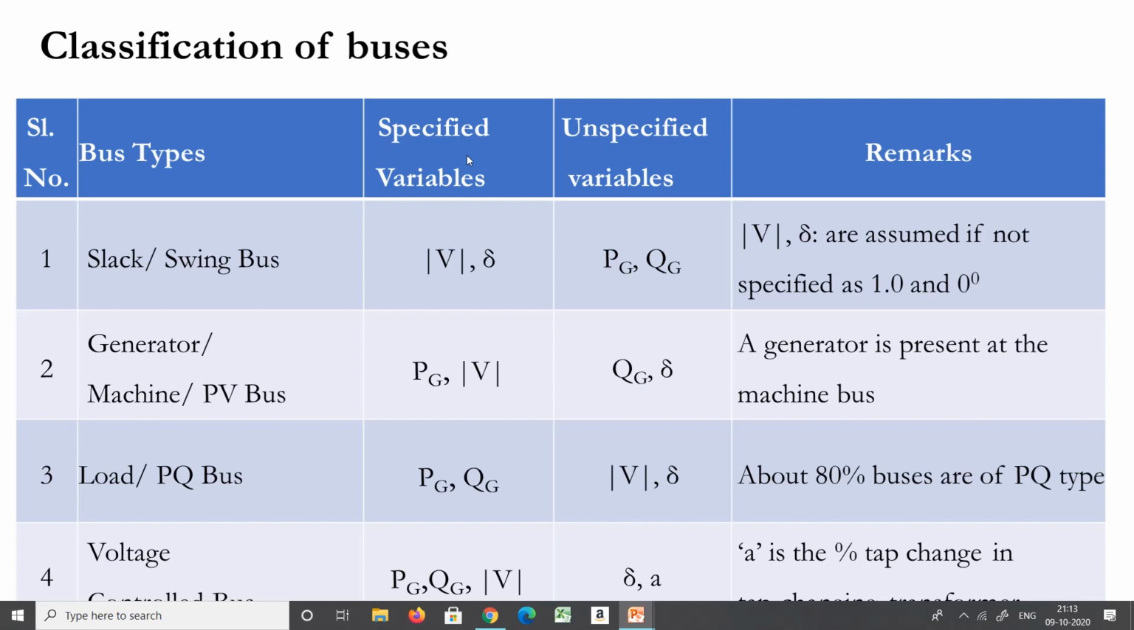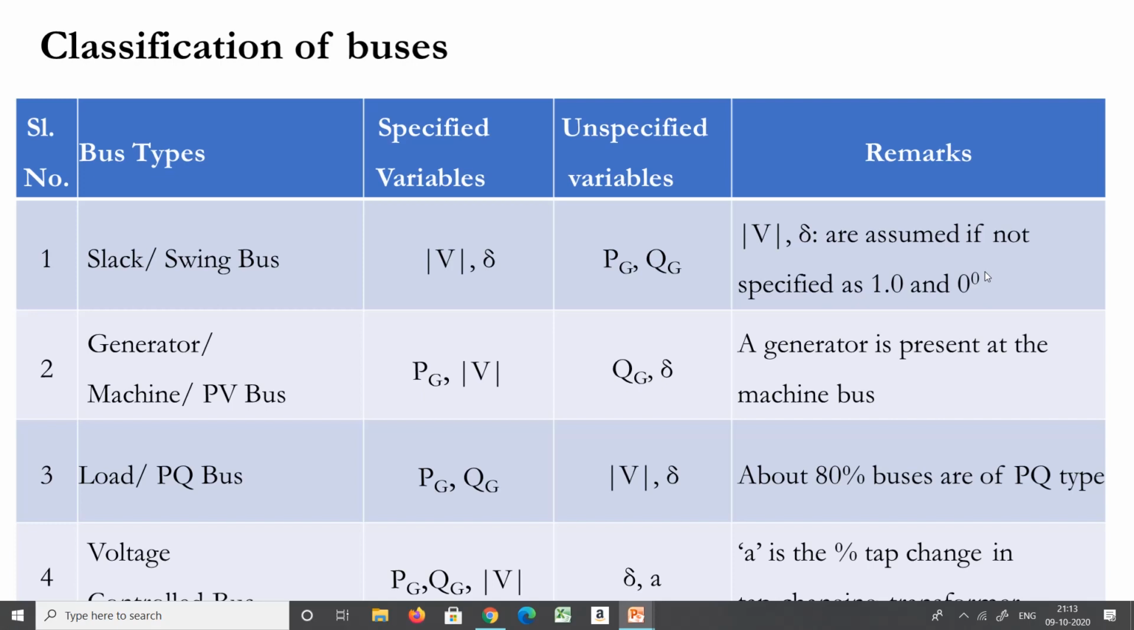Some of the classifications of buses are: slack bus or swing bus, generator or PV bus, load or PQ bus, and voltage control bus. These are specified by the variables V, del, P suffix G, and magnitude of V, and the unspecified variables are P suffix G, generator, and so on. These are the remarks, meaning the quantities to be obtained.